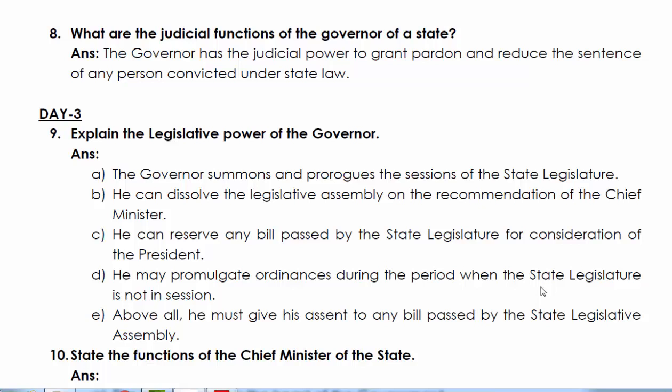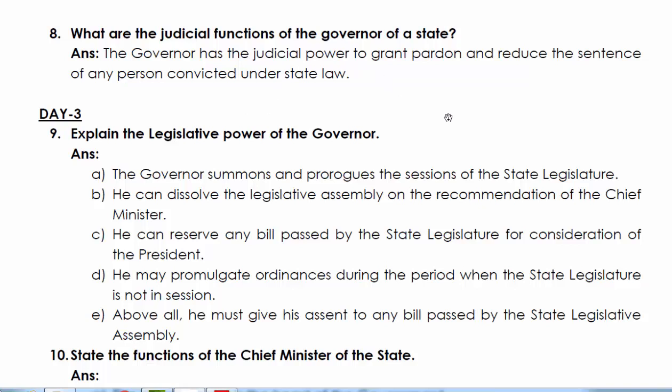Okay, today let's continue with the revision of your notes and exercises from chapter 20. State government. I think in the previous class we have done up to question number 7. Is it not so? So let's continue with question number 8. Question number 8 is, what are the judicial functions of the governor of a state?